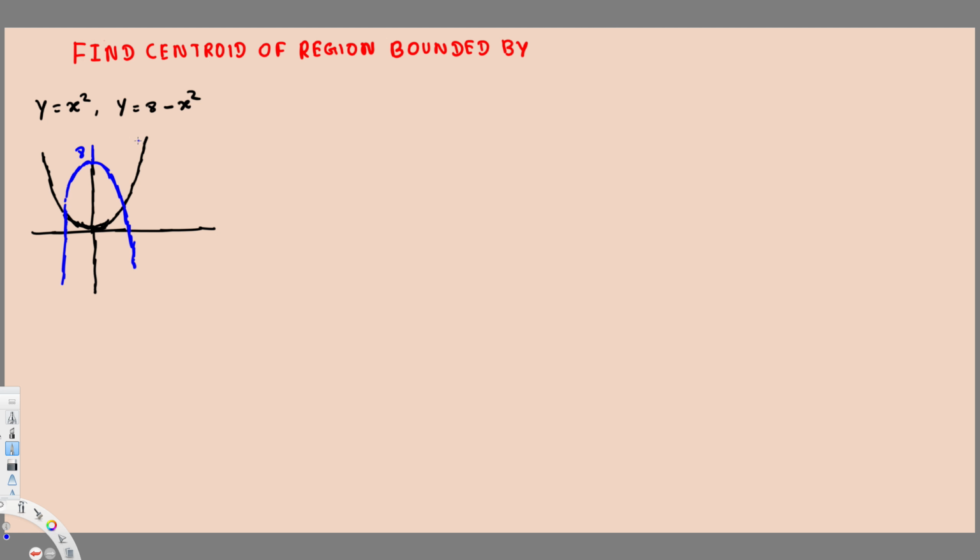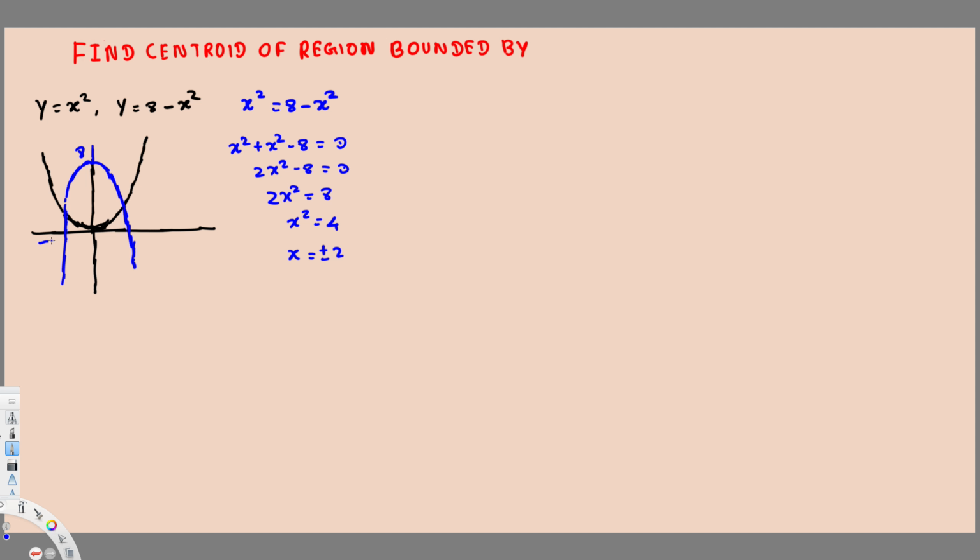Okay, so now the first thing is we have to find out the limits of integration. To do that, we just equate these equations. So that's going to give us the limits of integration. x square is equal to 8 minus x square, and if I move both to this side, this is going to give us x square plus x square minus 8 is equal to 0. So 2x square minus 8 is equal to 0. 2x square is equal to 8. x square is equal to 4. Therefore, x is equal to plus or minus 2.